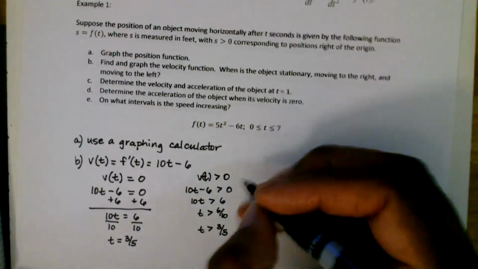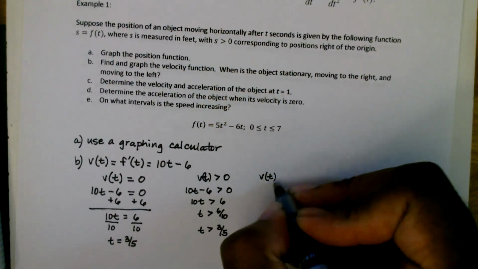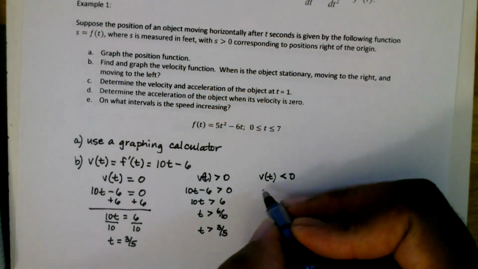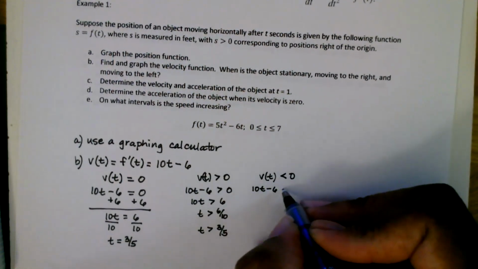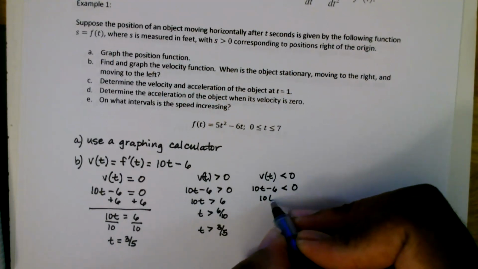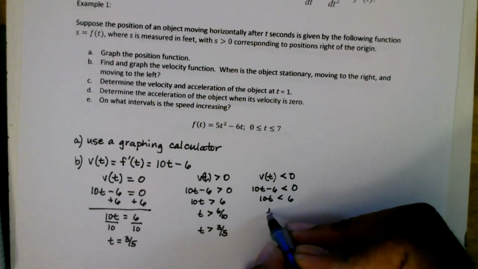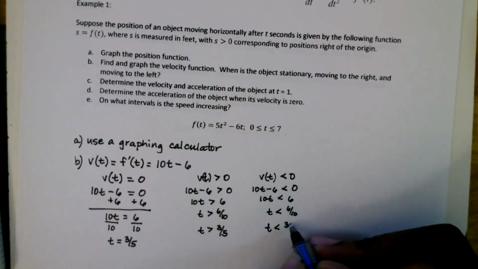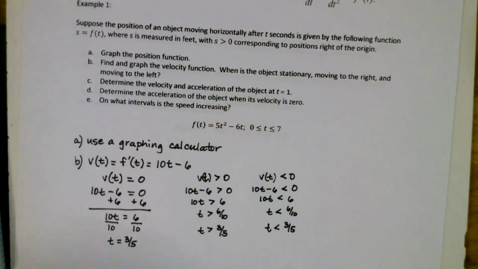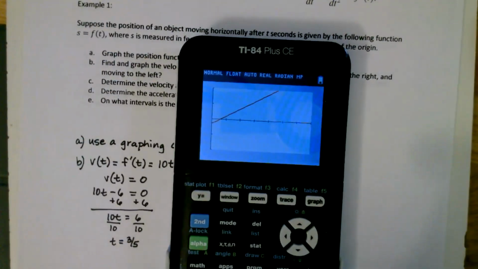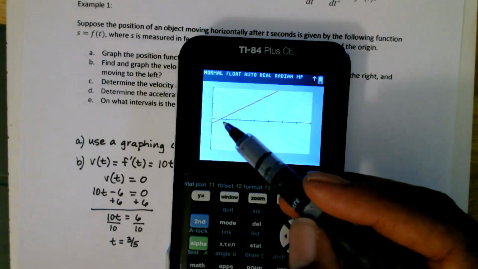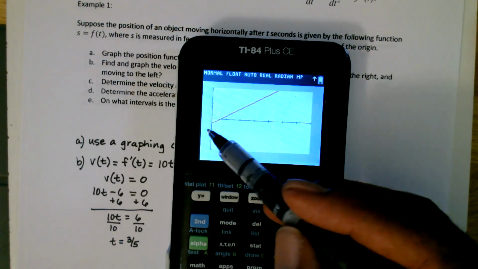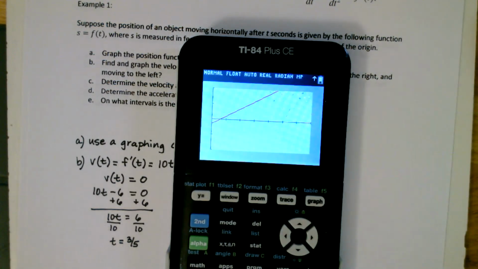Moving to the left will have to be, of course, taking v of t to be less than 0. So again, we do 10t minus 6 is less than 0. That would mean 10t is less than 6. T is less than 6 over 10, which is again 3/5. And it shows in this graph right here. So here's 3/5. If it's moving to the left, it's going to be where t is less than 3/5.